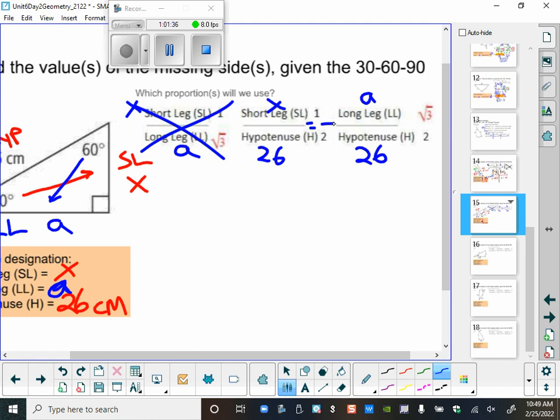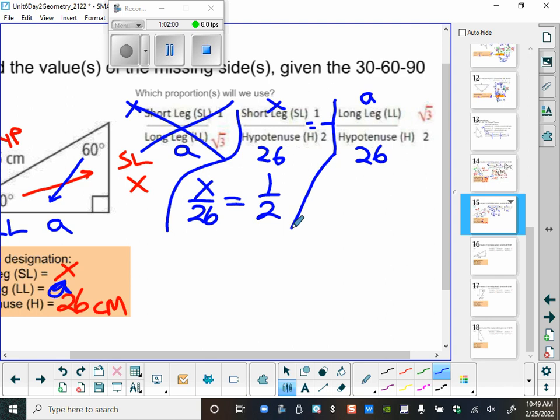How are we going to set up our first one? What over what? X over 26. And 1 over 2. Very good. So there's your first one. That one's very easy. The other one is A over 26. The other side would be square root of 3 over 2. Okay.